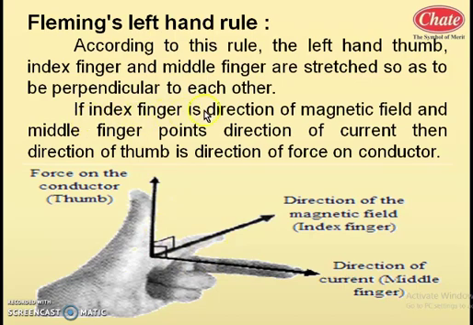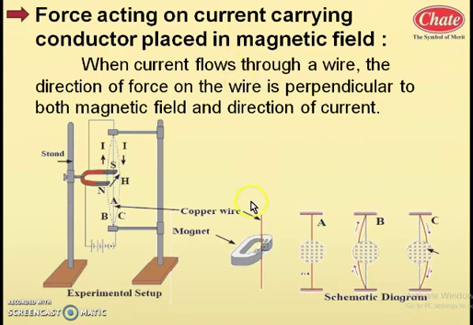If the index finger points in the direction of the magnetic field, and the middle finger shows the direction of current, then the direction of the thumb is the direction of force on the conductor. So this stretched thumb gives the direction of force on the conductor. This is according to Fleming's left hand rule. We can apply this in the previous slide also.